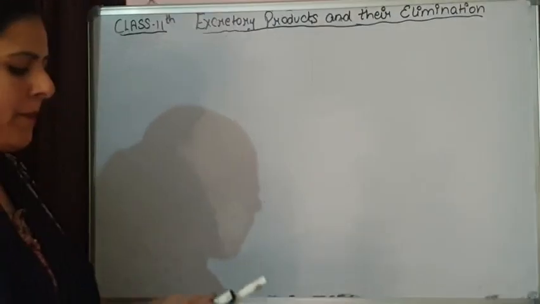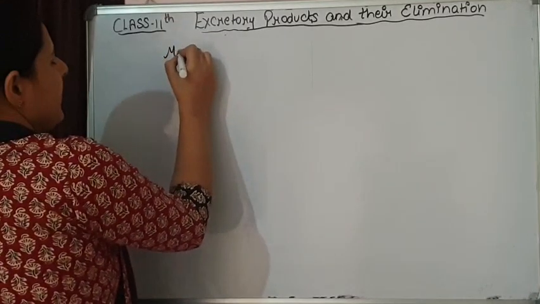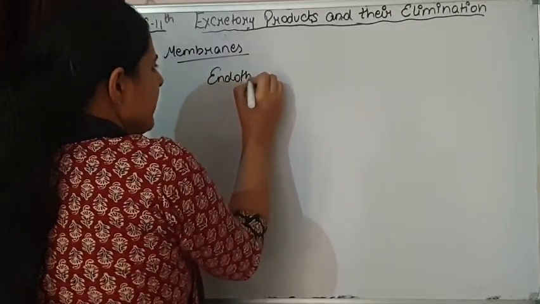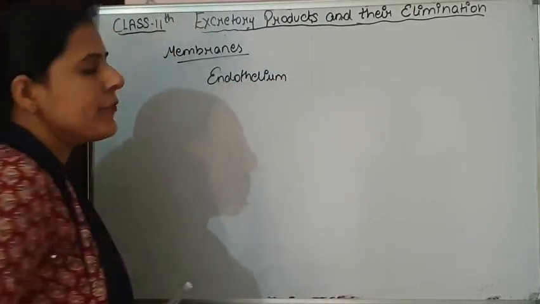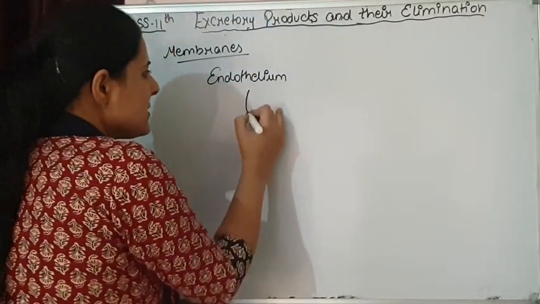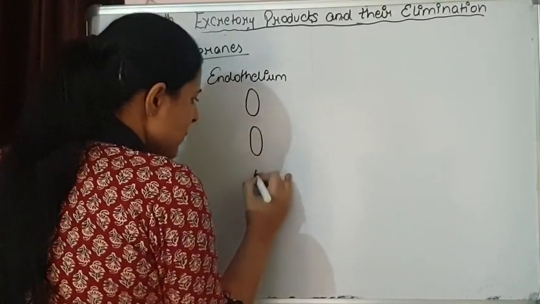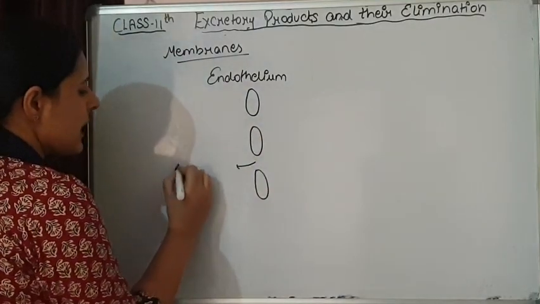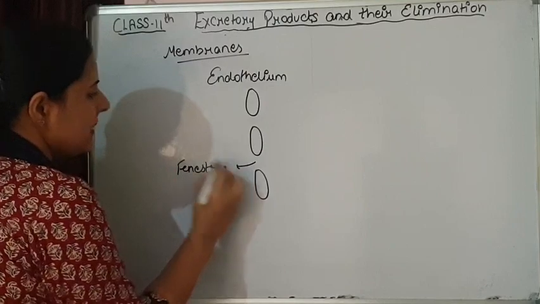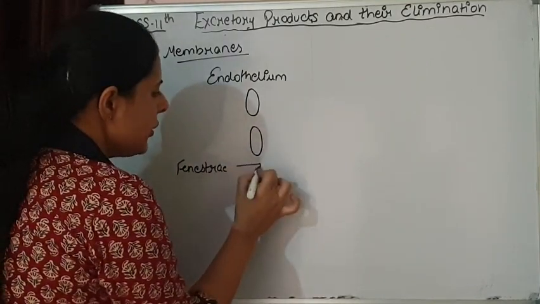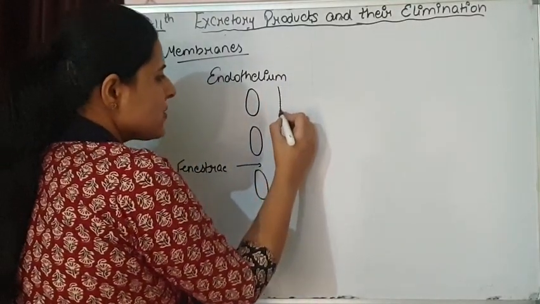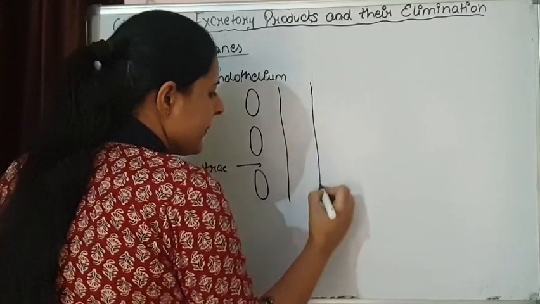Let's see about the membranes that are helping in the filtration process. The first is the endothelium of the glomerulus. If we see the endothelium of the glomerulus, they are present in such a way that they have small pores in between them, and these small pores are known as fenestrae, and these are helping in the easy movement of substances through them. The second membrane that is coming next to it is the basement membrane.